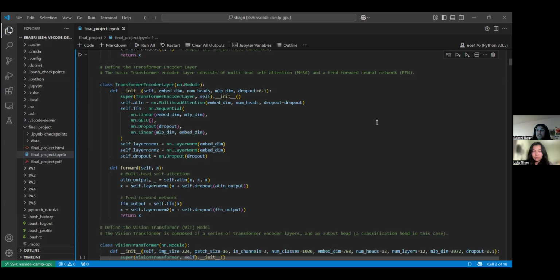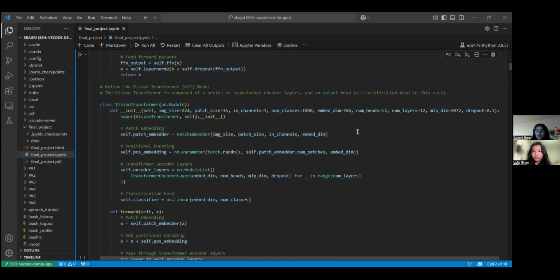The transformer encoder layer class incorporates multi-head attention where each patch attends to every other patch, improving the model's ability to capture different relationships. Then a feed-forward network is applied to each patch with a GLU activation function and dropout for regularization. Layer normalization is applied to stabilize and speed up training, and the residual connection helps with training deeper networks. Finally, the vision transformer class combines these and outputs the classification for each image.